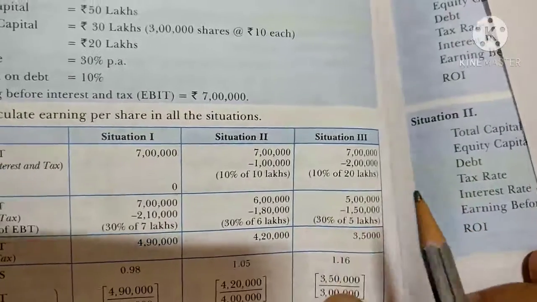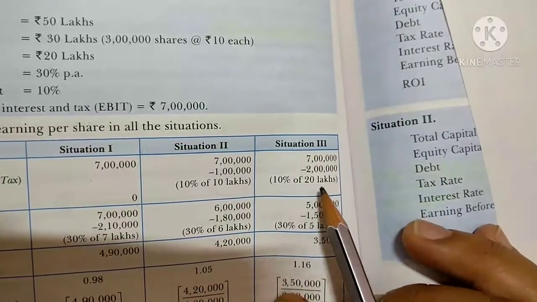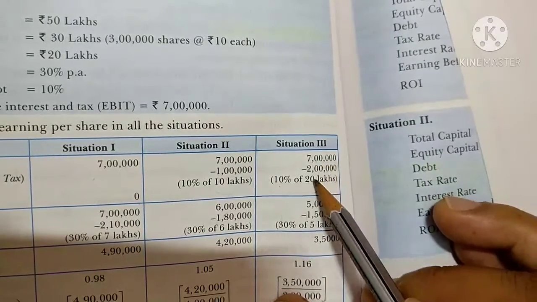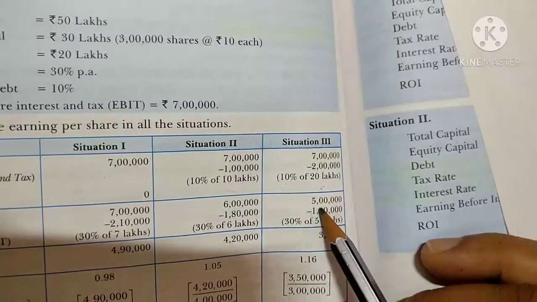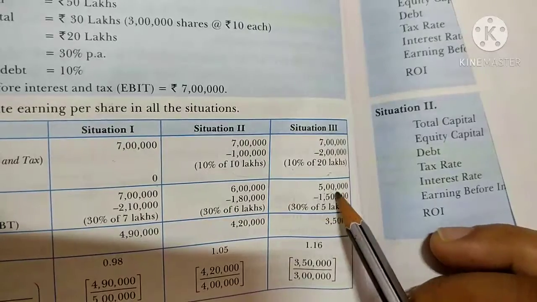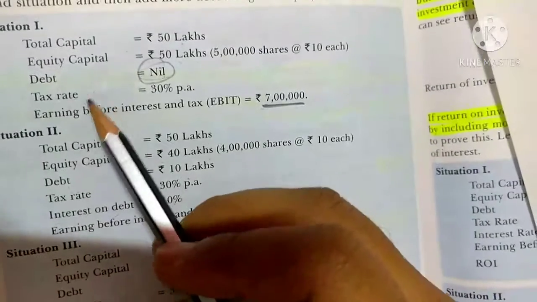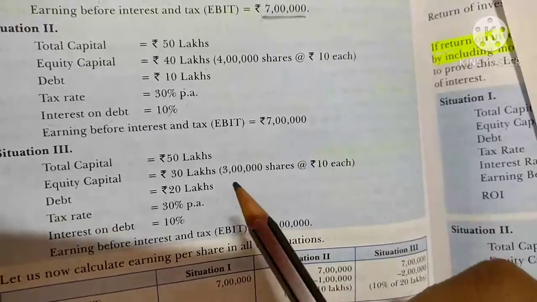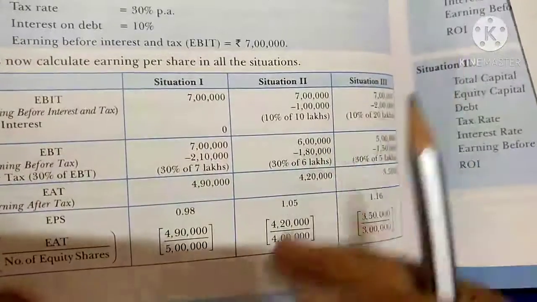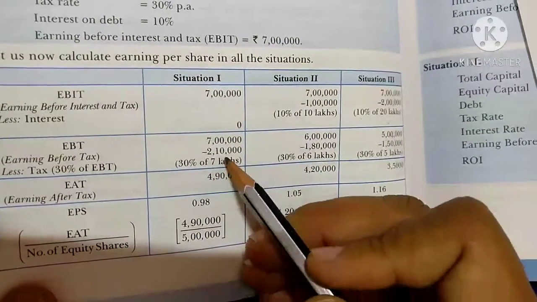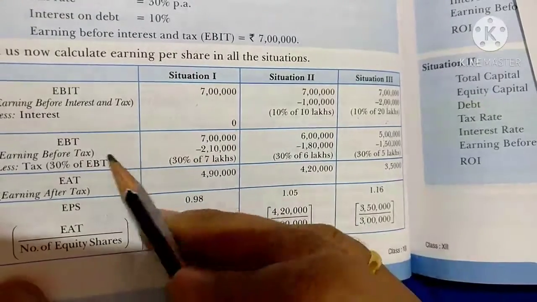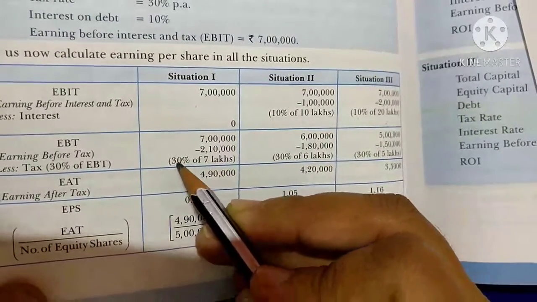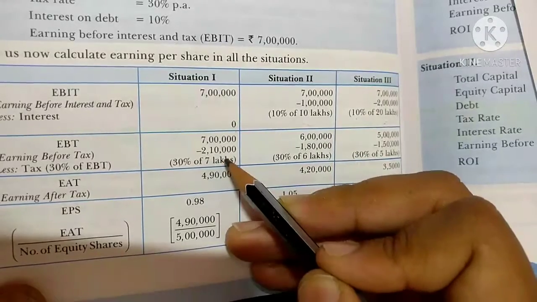In situation third, now the debt was 20 lakh. So 10% of 20 lakh, 2 lakh. So 7 minus 2 lakh, it comes 5 lakh. Okay. Earning before tax came 5 lakh. Now you have seen, or maybe you have noticed also, tax rate also 30% in each case. So we have to deduct this one also. So now deduct that tax. Now the balance left 7 lakh. It means EBT, earning before tax. Now we will deduct 30% of EBT. It means 30% of 7 lakh, which will come 2 lakh 10,000.